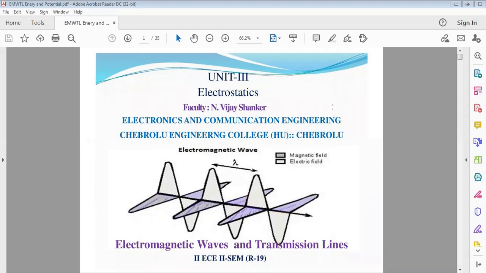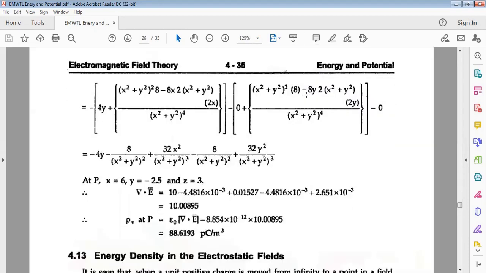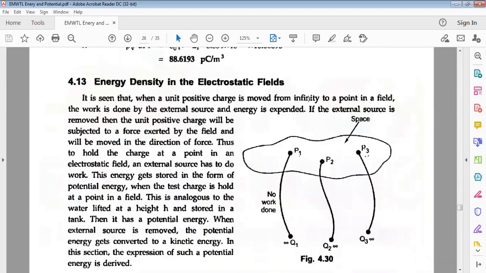Today, we are going to discuss the energy density in electrostatic fields. When a unit positive charge is moved from infinity to a point in a field, the work done by the external source is expended as energy.